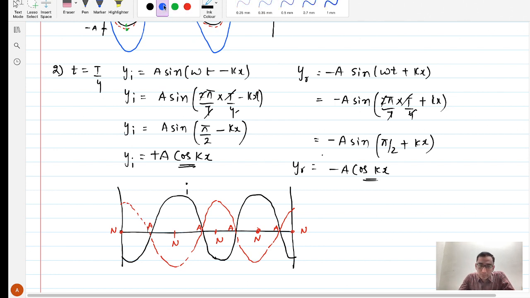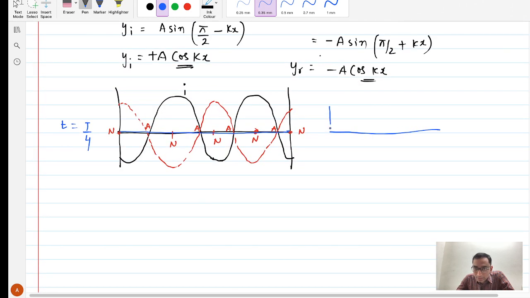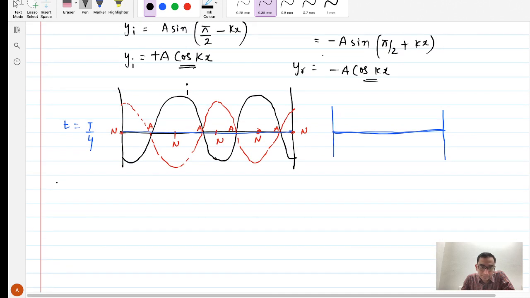In this way you will get a very flat string at time equal to T by 4, because due to destructive interference the string will remain flat. So this is what is expected, the string stays flat at time equal to T by 4. Let's repeat the same thing at time T by 2.